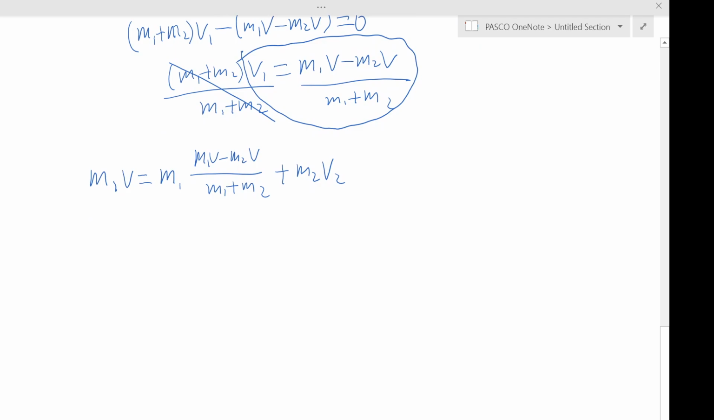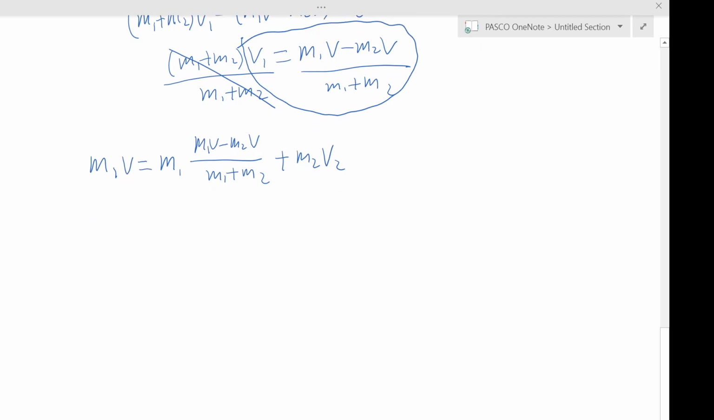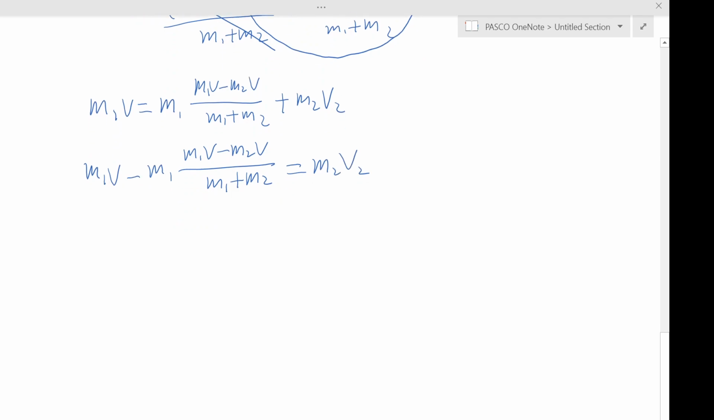Now I have v and v2, v and v2. I can represent v2 with v. And apparently I need to get v2 by itself first. So I'm going to subtract the entire expression on the left: m1v minus (m1v minus m2v) over (m1 plus m2) equals m2v2. I just need to tidy it up a little bit.